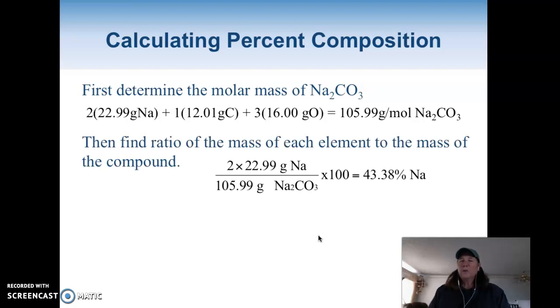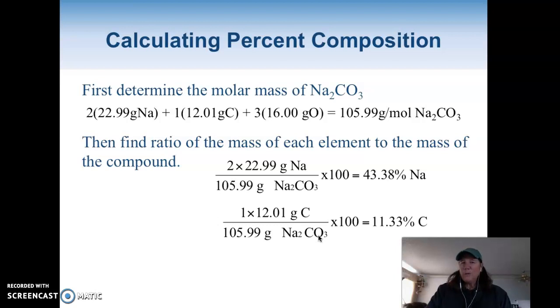Okay, so here's sodium. 2 times 23 again, or 46 divided by 106 would give me the percent. Now again, it's going to be a number less than 1. If it's not less than 1, you divided wrong. It'll end up being 0.4338. Well, percentage, you move the decimal over 2. So that's why it becomes 43.38%. And I do the same thing for carbon, 12 divided by 106. And then I do the same thing for oxygen.